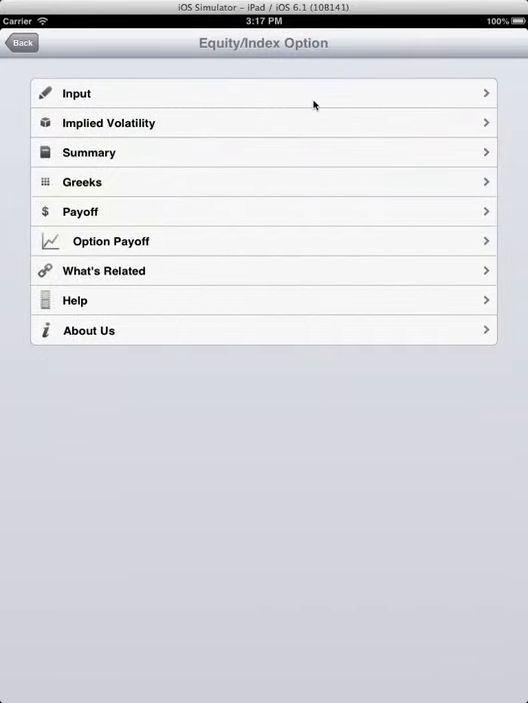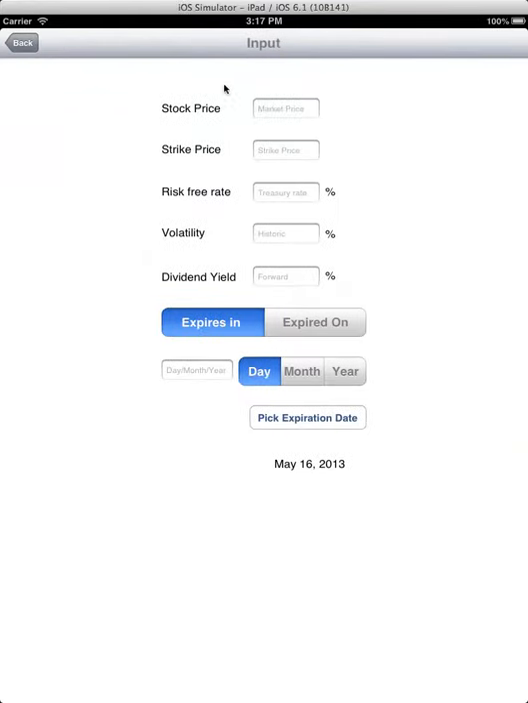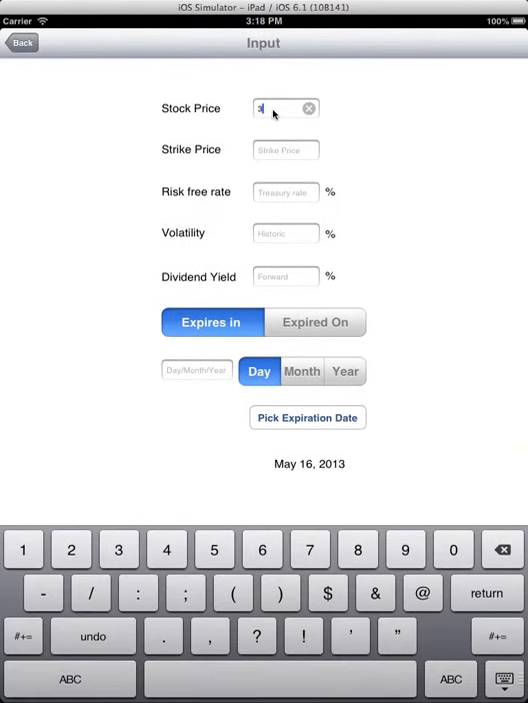Okay, let me go to equity and indexes: input, implied volatility, summary, Greeks, payoffs, option payoff chart, what's related, and help. So option price, we entered the option security price. So this is the strike price. This is the risk-free rate of corresponding expiration. This is the historic volatility. This is the dividend yield.